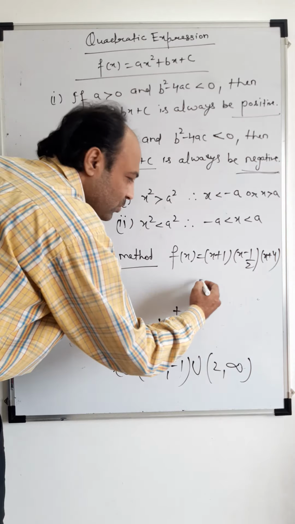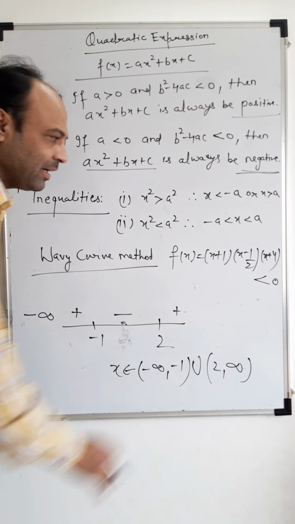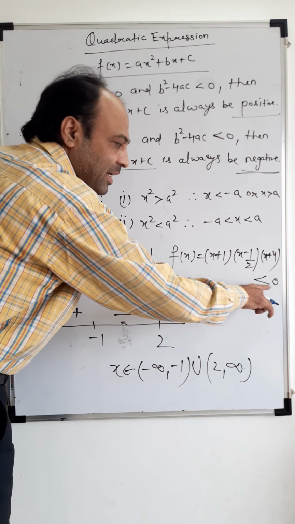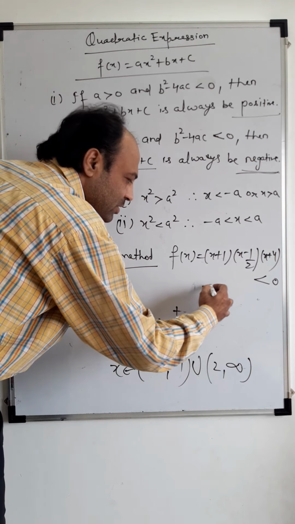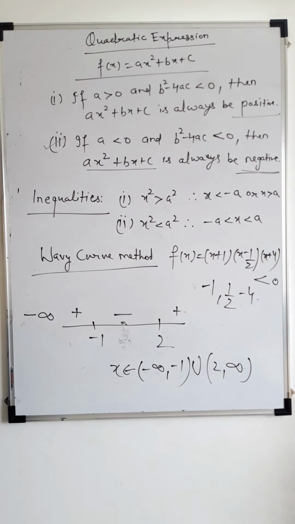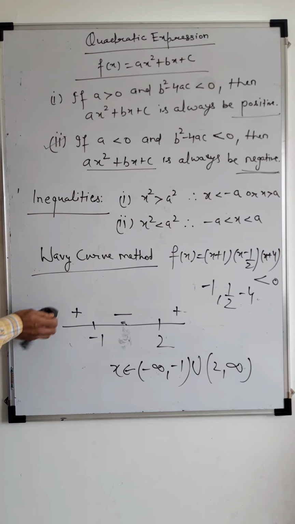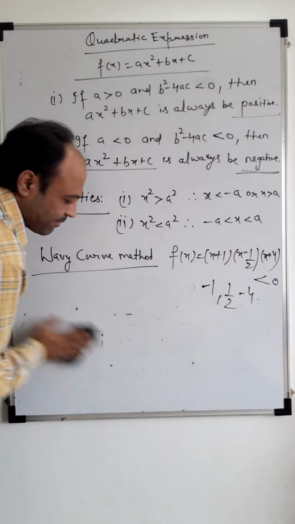Now first we'll get the roots of this. And this is given less than 0, let's say. Fine? This expression is less than 0. Then find the value of x. So first we'll calculate the roots. So -1, 1/2 and -4. Correct? We have 3 roots now. Now we will plot these 3 roots in the number system.